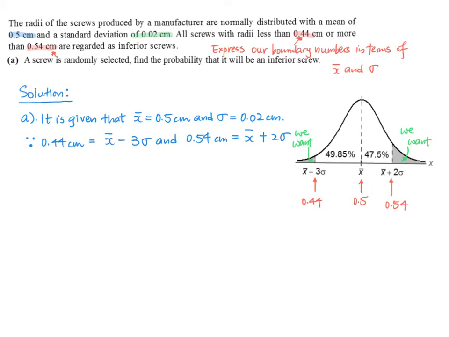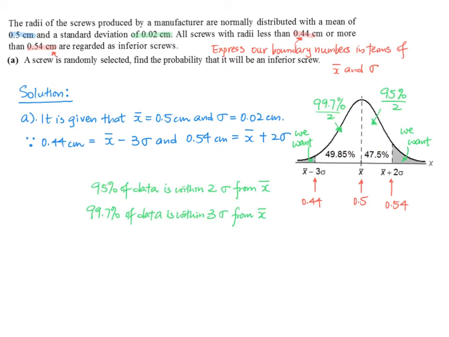So we want these. And the better way to do this is to take 100%, that is the entire area under the curve, minus this 49.85 and this 47.5. And where do these numbers come from? Well, we just learned that 99.7% of data falls within 3 standard deviations from mean. And this is half of it, right? So that's 99.7 divided by 2. And 95% of data falls within 2 standard deviations from mean. And this is 1/2 of it. So we take 95 divided by 2.